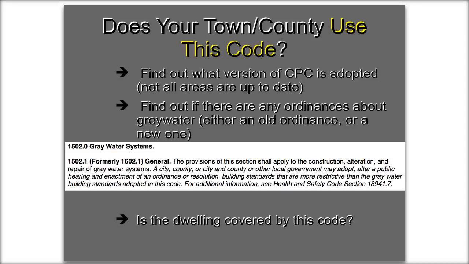It says a city, county, or other local government may adopt, after a public hearing, an enactment of an ordinance or resolution, building standards that are more restrictive than the graywater building standards adopted in this code. So it's possible that that occurred in your area, but they would have to have gone through a public process. They couldn't have just decided on their own without telling anybody that they're going to be more restrictive than the code. And the last question is your dwelling covered by this code?